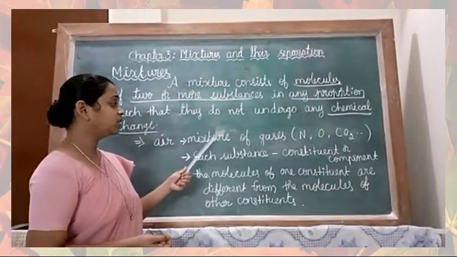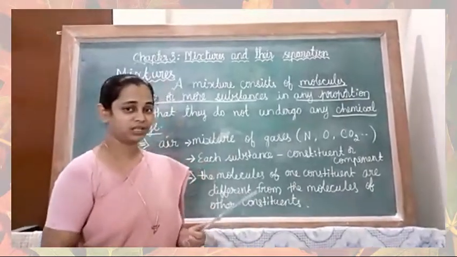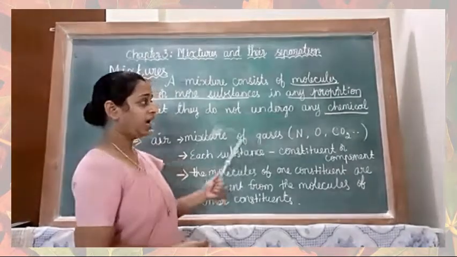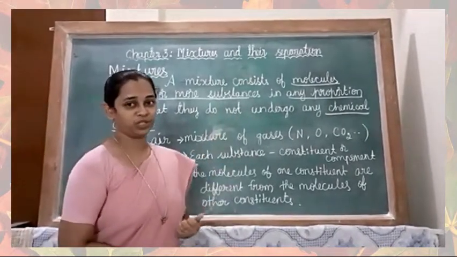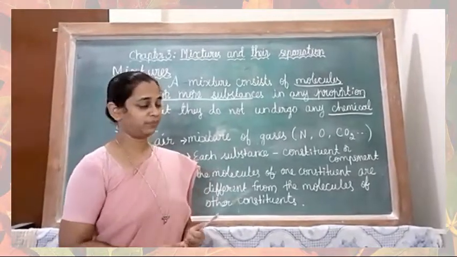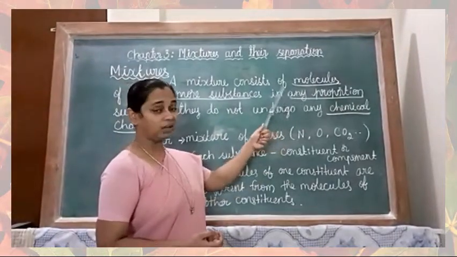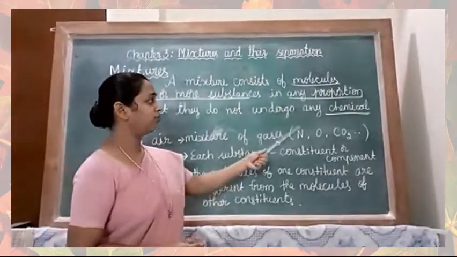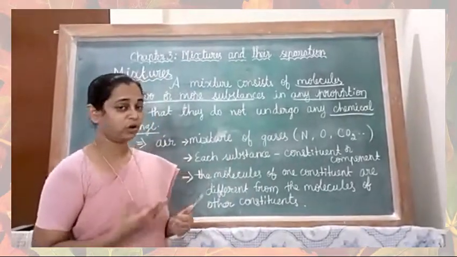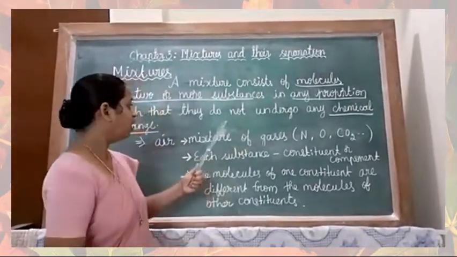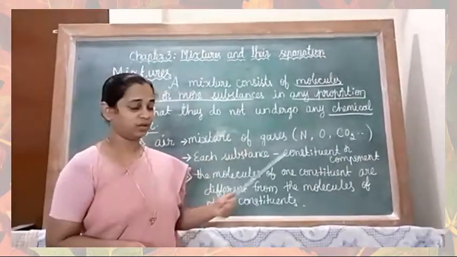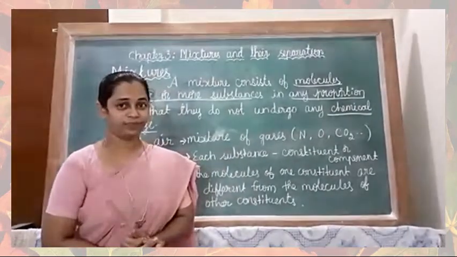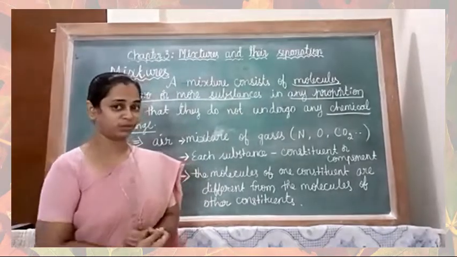because air is a mixture of a number of gases such as nitrogen, oxygen, carbon dioxide are present in air. Air consists molecules of more substances. Therefore, air is a mixture. These gases in air are mixed in any proportion. The ratio of these gases is not same. They do not undergo any chemical change. Therefore, air is a mixture.